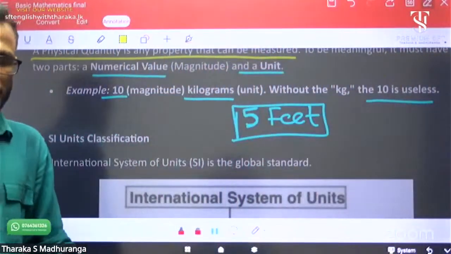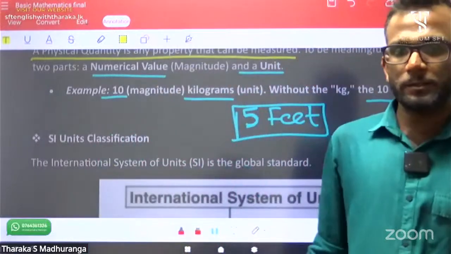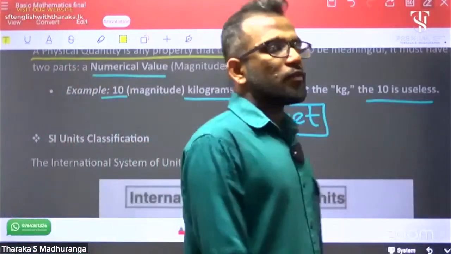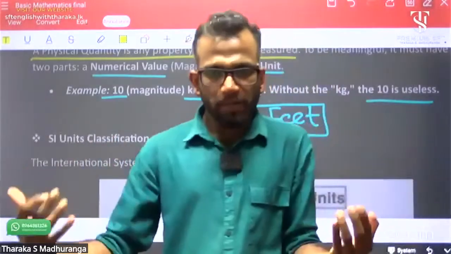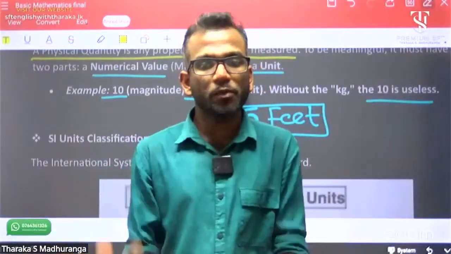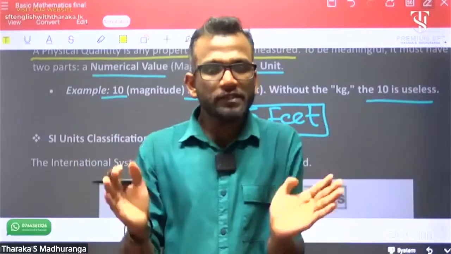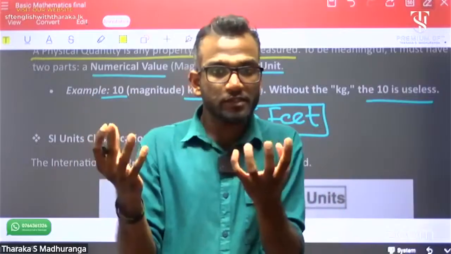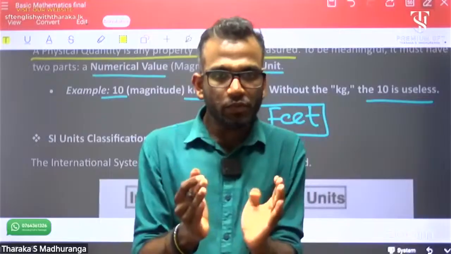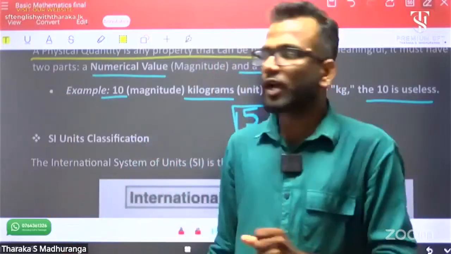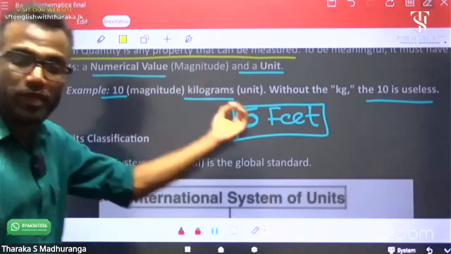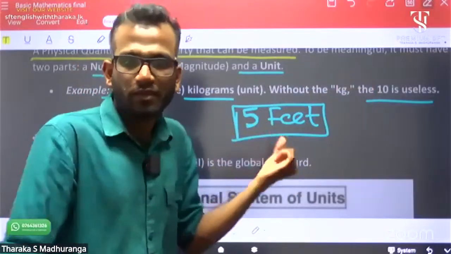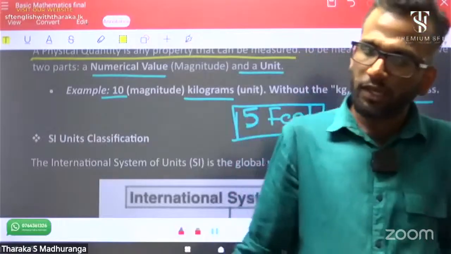Okay, now what we discussed: what's the meaning of physical quantity? Any property that we can measure. If a physical quantity is meaningful, it should have two components: magnitude as well as unit. Without a unit, the value does not represent a physical quantity. It is useless. Did you get up to now?